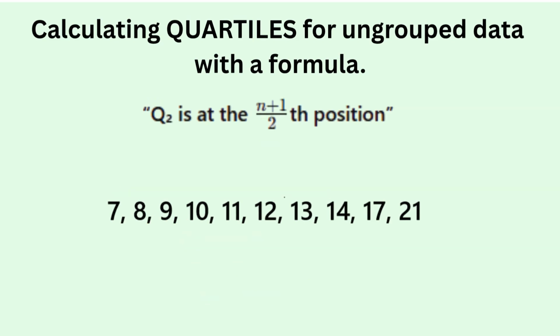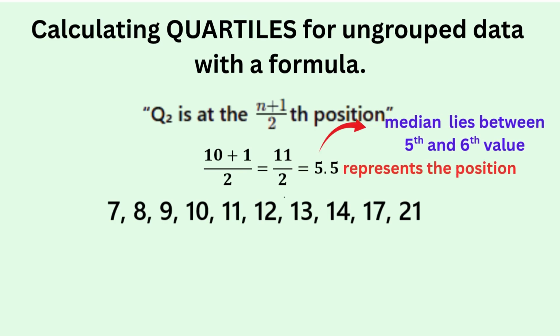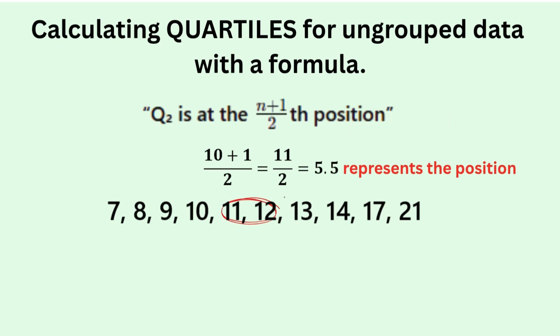The formula for the second quartile is the same as the median. That's n plus 1 over 2, which is 5.5. So the mid-quartile is the average of the 5th and the 6th number. That's 11 and 12, respectively. Add them and divide by 2, and we get Q2 to be 11.5.